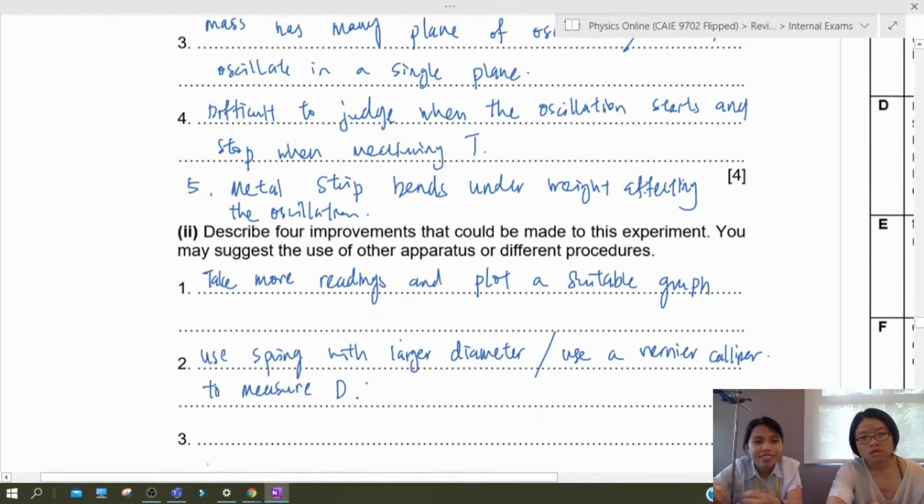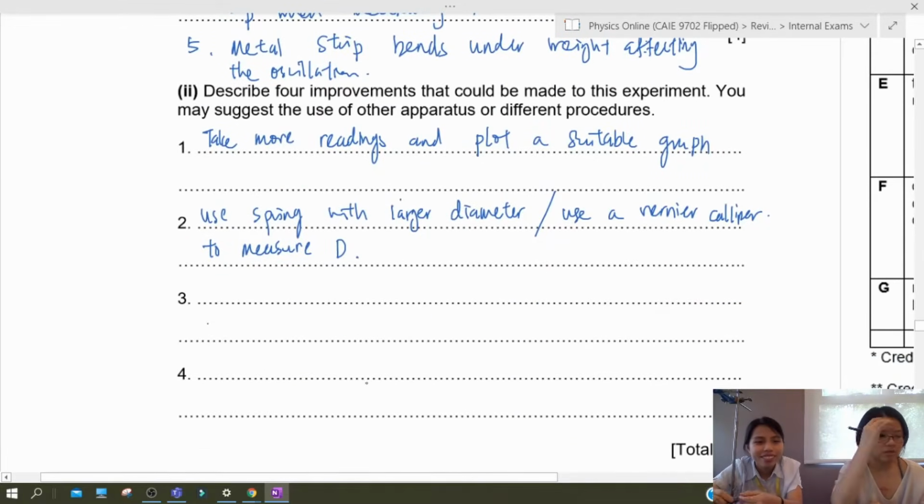Okay, we're almost done. How to improve? Don't have improvement. You said put in the tube. Oh no. The one where we can take a video of the experiment and review it frame by frame to find the period and judge where the oscillation stops.